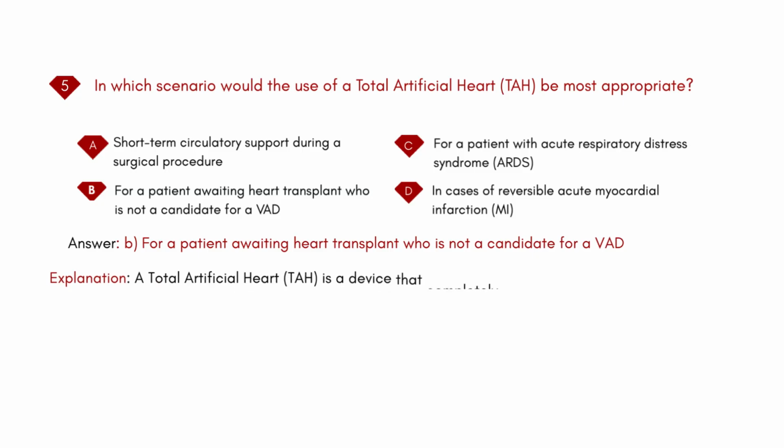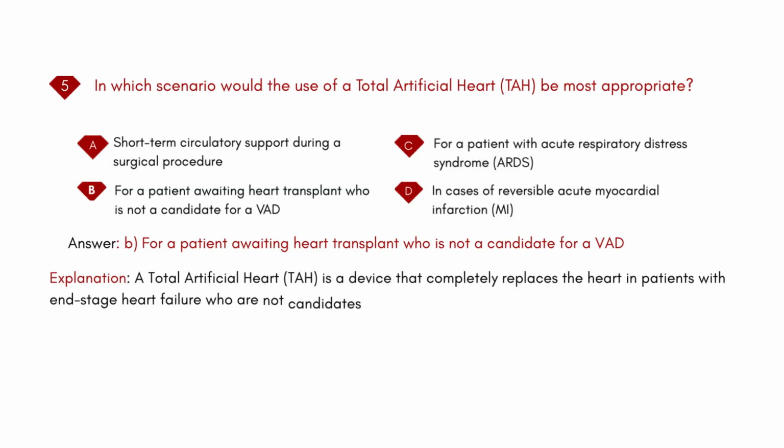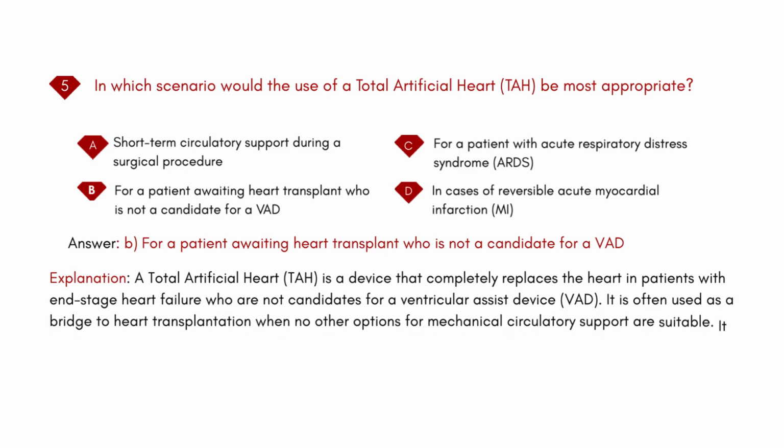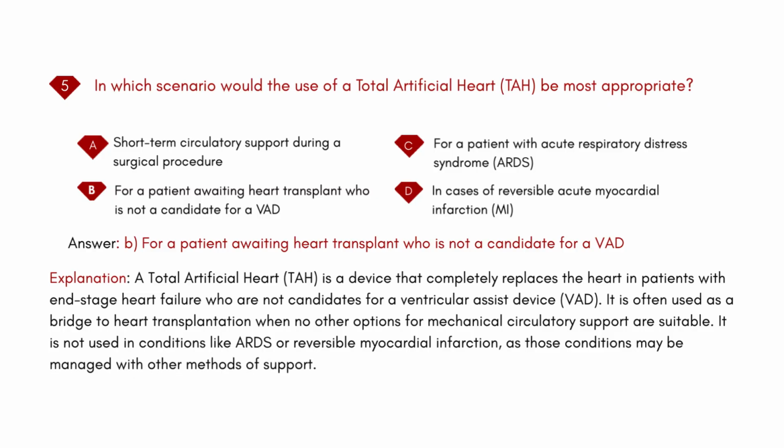Explanation: a total artificial heart, TAH, is a device that completely replaces the heart in patients with end-stage heart failure who are not candidates for a ventricular assist device, VAD. It is often used as a bridge to heart transplantation when no other options for mechanical circulatory support are suitable. It is not used in conditions like ARDS or reversible myocardial infarction, as those conditions may be managed with other methods of support.